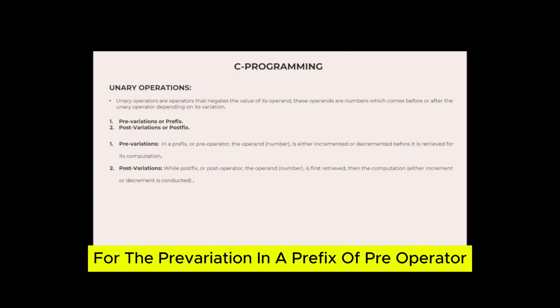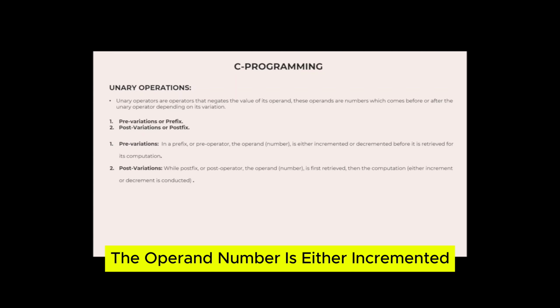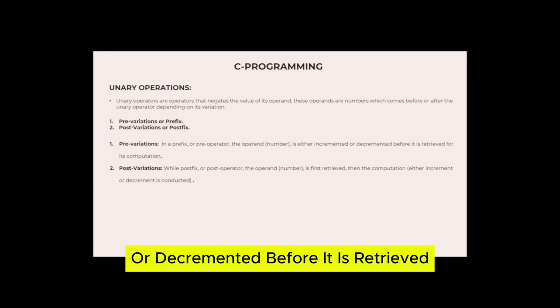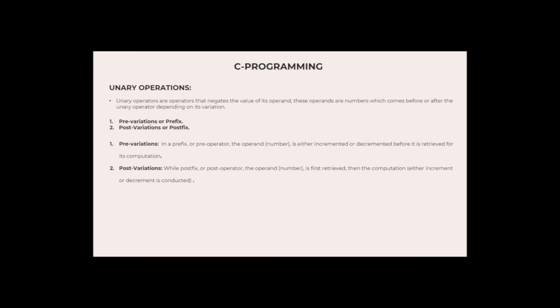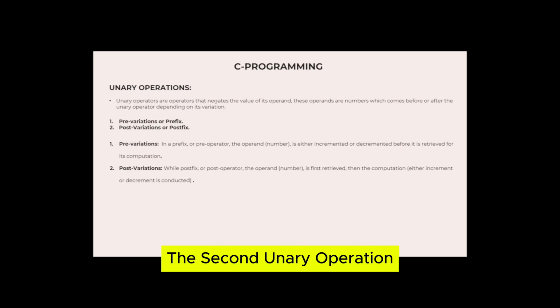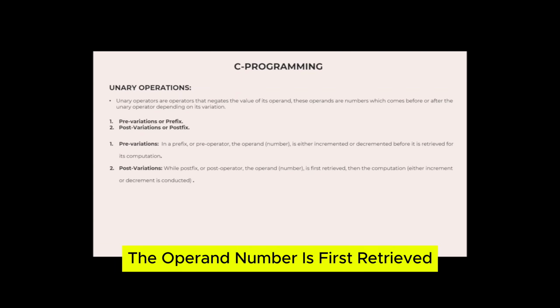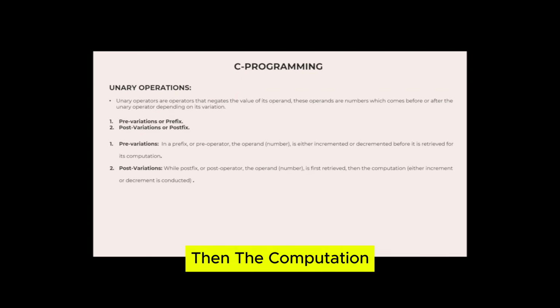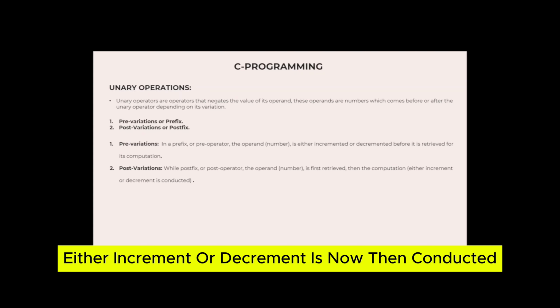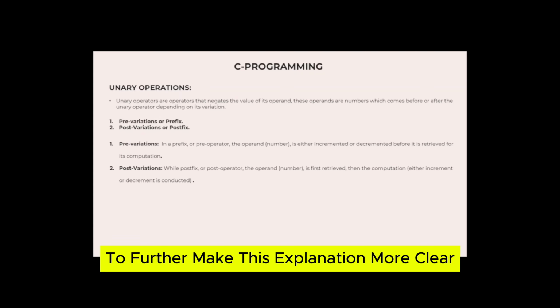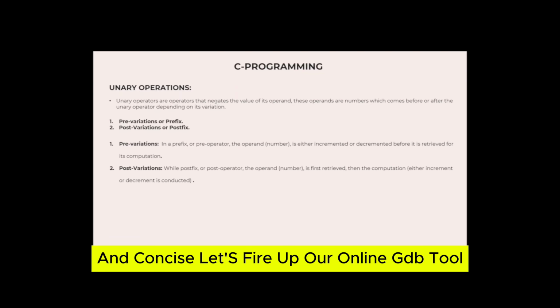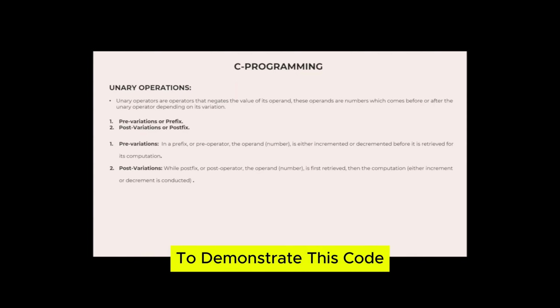For the pre-variation, in a prefix or pre-operator, the operand number is either incremented or decremented before it is retrieved for its computation. The second unary operator is the post-variation. For the postfix operator, the operand number is first retrieved, then the computation, either increment or decrement, is conducted. To make this explanation clearer, let's fire up our online GDB tool to demonstrate this code.